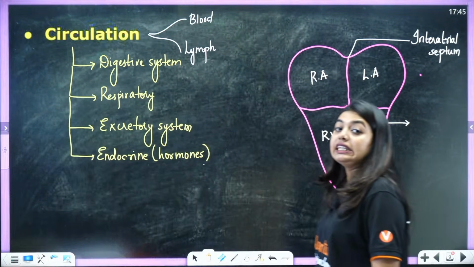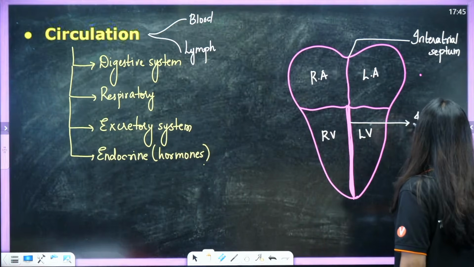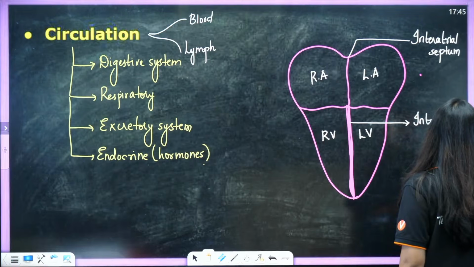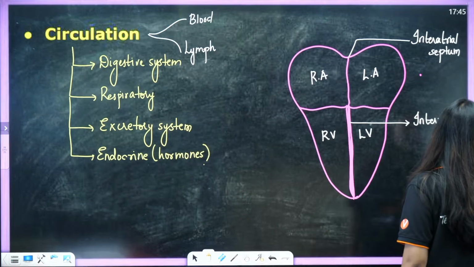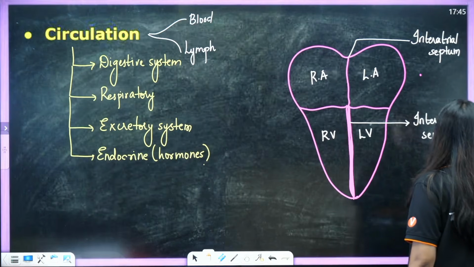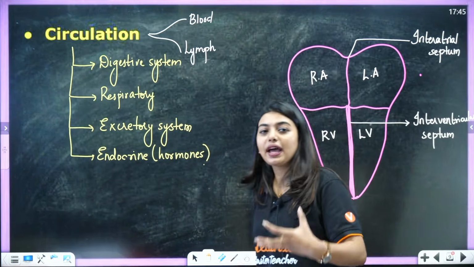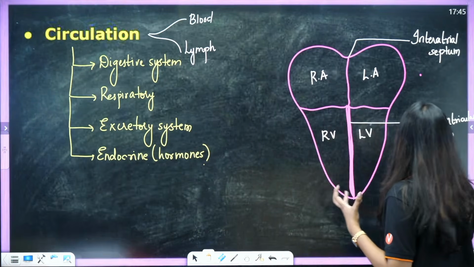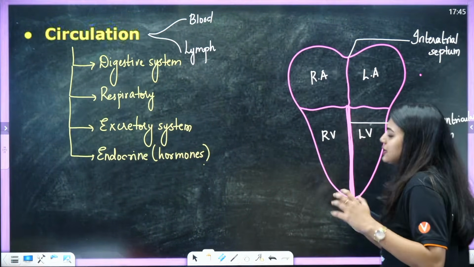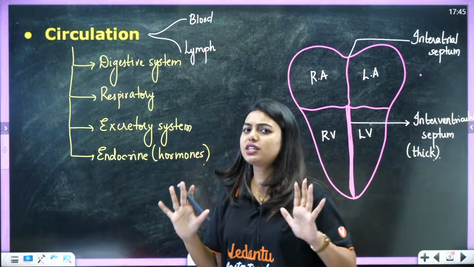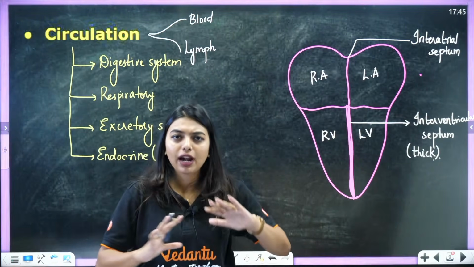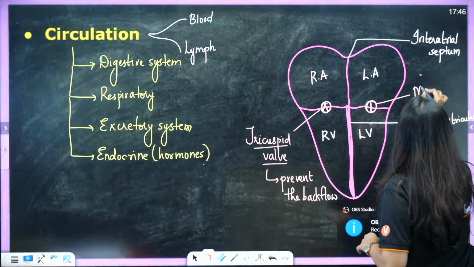Yes, interventricular septum. Very good. The interventricular septum is the one splitting both of my ventricles, which is comparatively thicker than the atrial septum. These are the septums. The division is clear, ma'am. Now, after this, if the blood goes, we have the mitral valve.